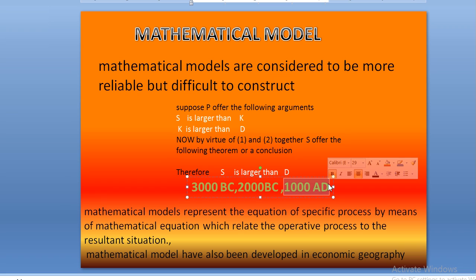So mathematical models represent the equation of a specific process by means of mathematical equations which relate the operative process to the resultant situation. Mathematical models have also been developed in economic geography. Another mathematical model is linear programming, which is relevant to many situations in geography. It is a method of finding the optimum solution to a problem in which several conditions must be fulfilled.